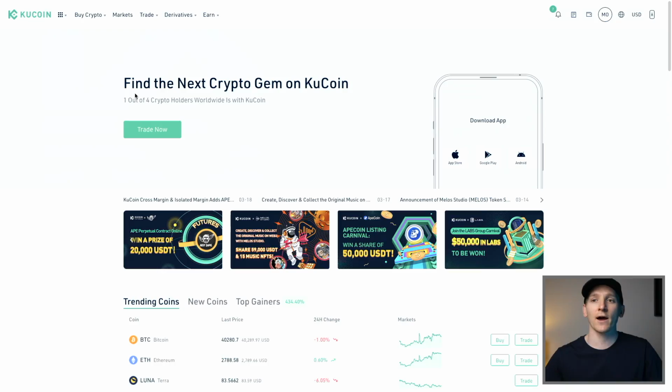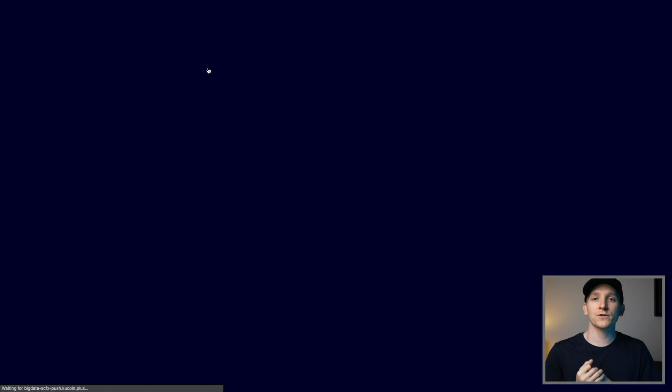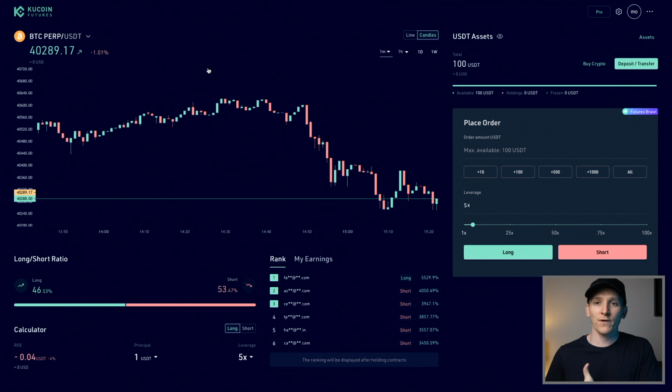KuCoin have a lite trading platform for futures if you just want to get something done quick, and I'll show you how to use that now before I show you the pro platform. If you come to derivatives, you can see futures lite right here. I'm just going to click on this. This trades futures, but it's not a professional setup.